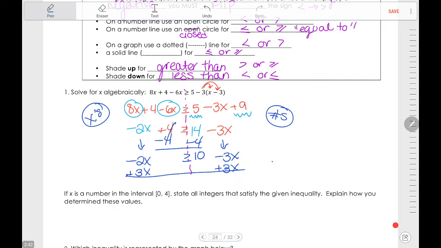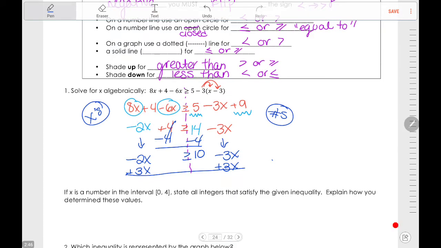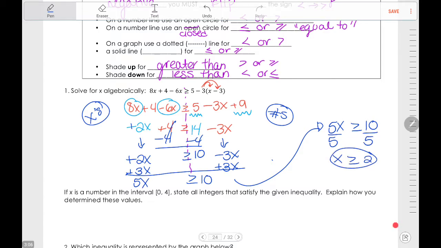Oh, I made a mistake. 8x take away 6x is positive 2x. So when I add these together, that's going to give me 5x greater than or equal to 10. I'm running out of space, so I'm just going to continue it over here. 5x greater than or equal to 10. Divide by 5 on both sides, and we get x is greater than or equal to 2.